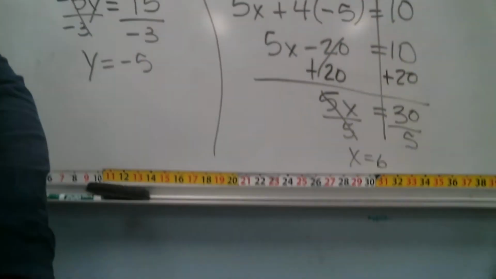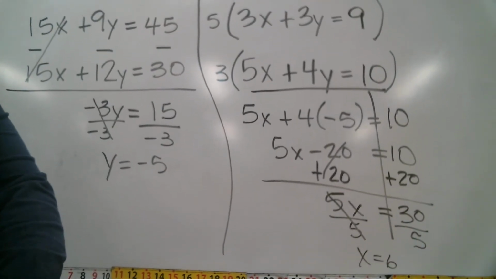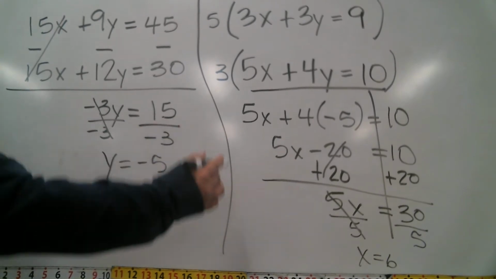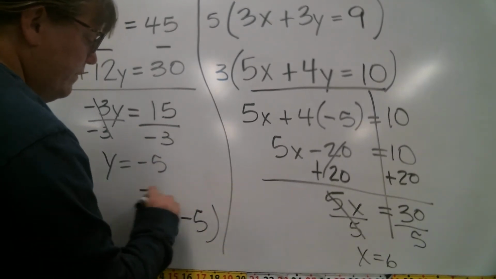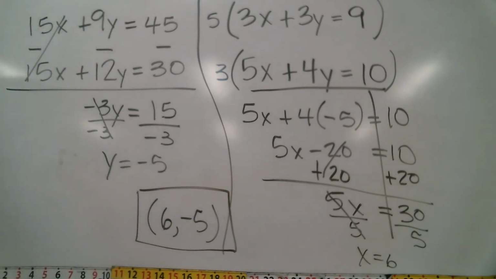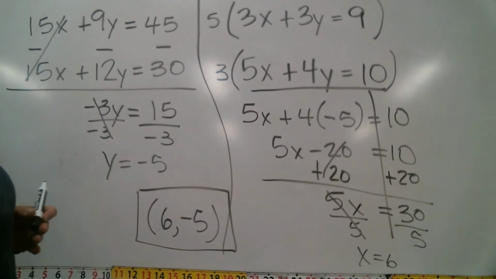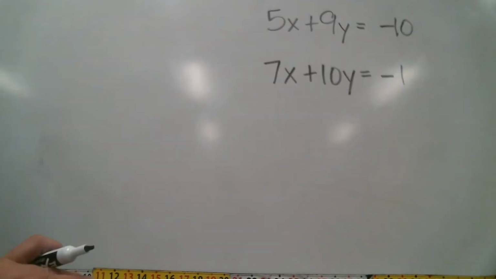So x equals 6. And then I'll write my ordered pair as 6, comma, negative 5. And put a box around it. Okay, I'm going to pause you. Okay, there's your next one. Go ahead and get that copied down.